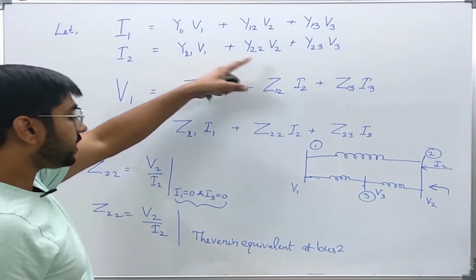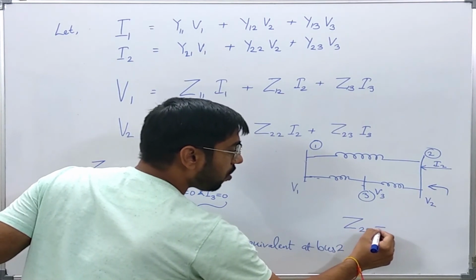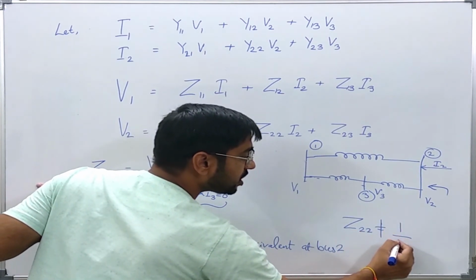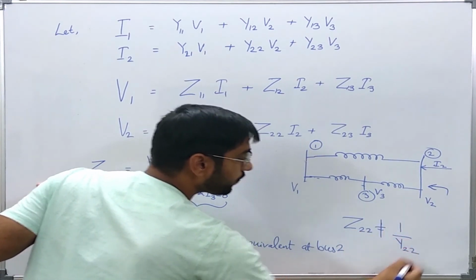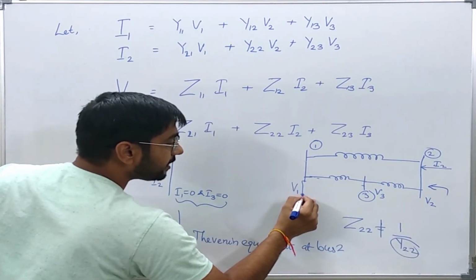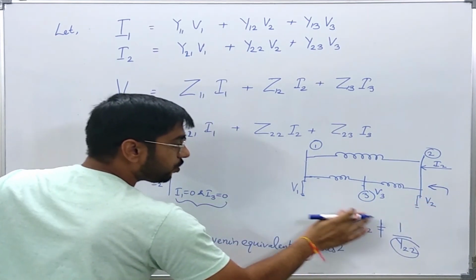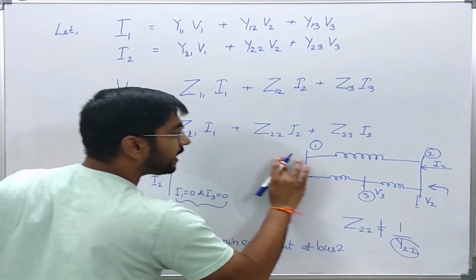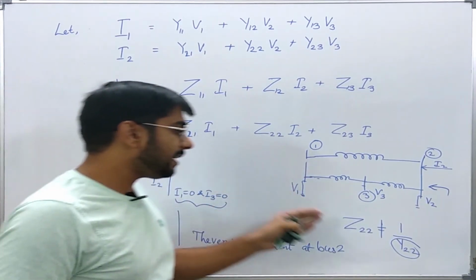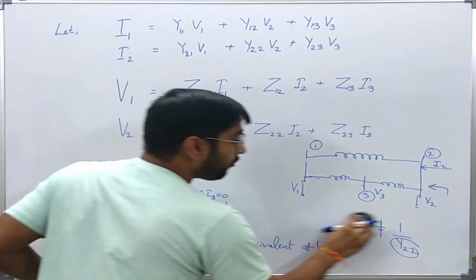Okay, but you see that Z22 is not equal to the reciprocal of Y22, because Y22 was found by shorting the buses to the reference bus, but Z22 is being found by opening the current sources. So physically these cannot be equal. Okay, now one more thing.